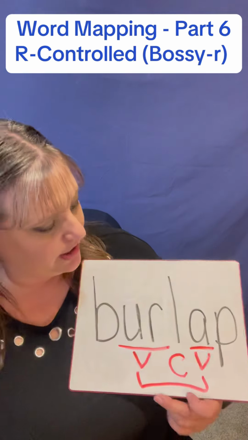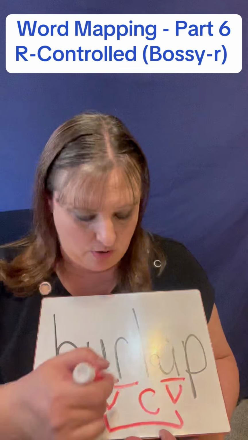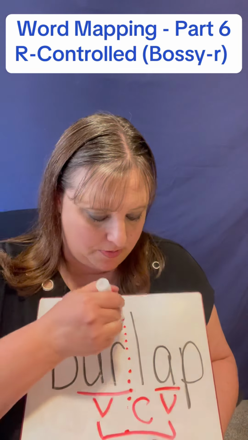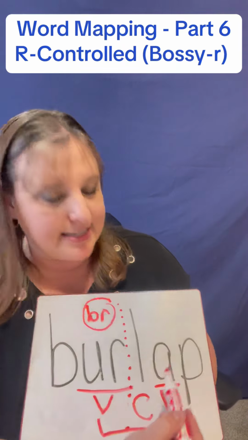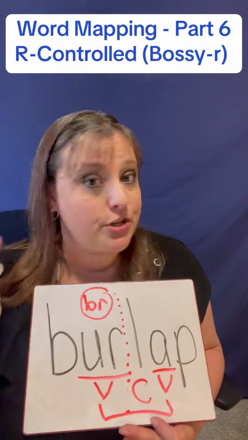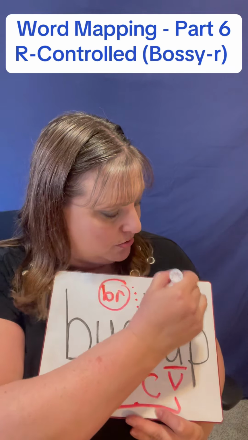Oh, there's another consonant. So what do we do when there's only one consonant? Well, we try it first before. Dotted line. So this is the Bossy-r. Is this an open or closed syllable? Now I have my students use their hand gestures. That's a closed A.